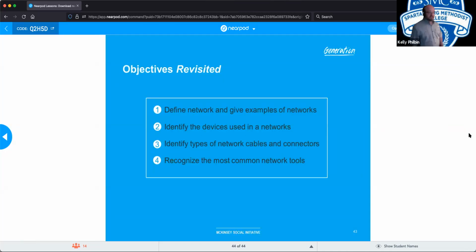With that, we've finally reached the end of this technical session. We should now be able to define a network and give examples of networks: MAN, CAN, LAN, WAN, PAN. We should be able to identify the devices that are used in these particular networks, identify the types of network cables and connectors that we utilize, and also recognize the most common network tools that we would use to work on our networks. Any questions?